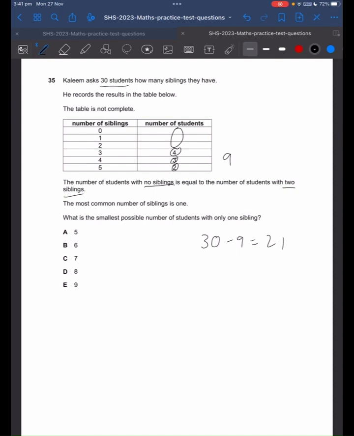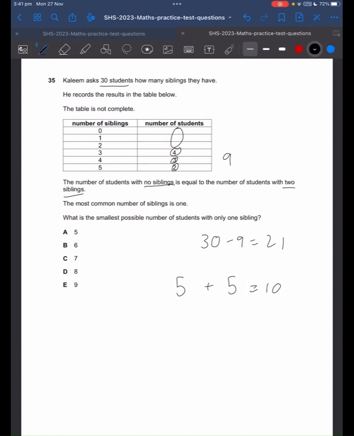So let's say there are 5 students with 0 siblings. Then there must be 5 students with 2 siblings. That gives us 10. And that means the remaining number of students with 1 sibling, there are 11 of them. Now, is that the smallest possible number possible? No. So let's try a bigger number then.